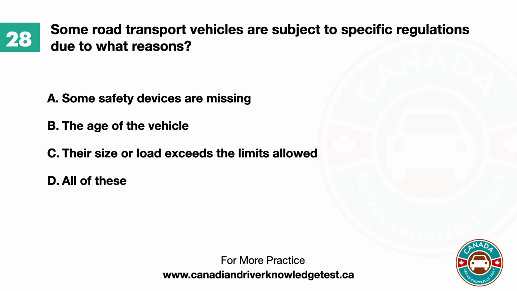Question 28. Some road transport vehicles are subject to specific regulations due to what reasons? A. Some safety devices are missing. B. The age of the vehicle. C. Their size or load exceeds the limits allowed. D. All of these. The answer is C. Their size or load exceeds the limits allowed.